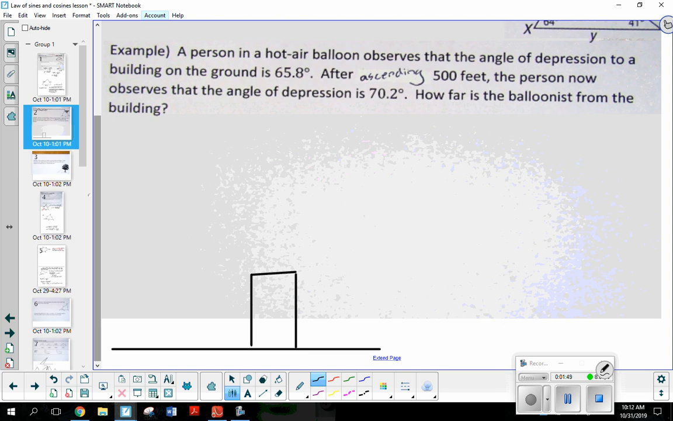A person in a hot air balloon observes that the angle of depression to a building on the ground is 65.8 degrees. After ascending 500 feet, the person now observes that the angle of depression is 70.2 degrees. How far is the balloonist from the building?